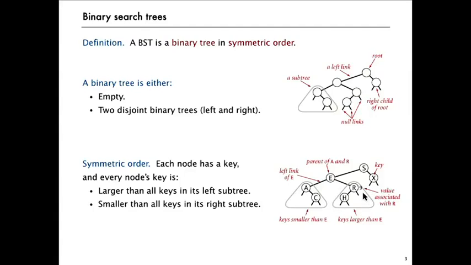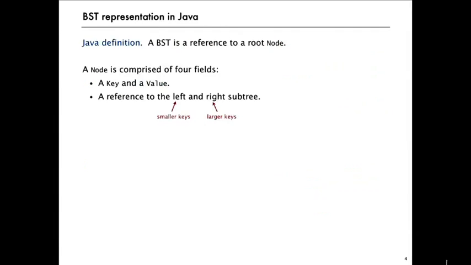Now we're going to use these to implement symbol tables, and there are values associated with each key. When appropriate, we'll write the values in small numbers next to the keys, but usually we're just going to worry about the keys, and we'll keep the values in the nodes along with them. So a binary search tree is a binary tree in symmetric order. That's the data structure that we're going to use to implement symbol table operations.